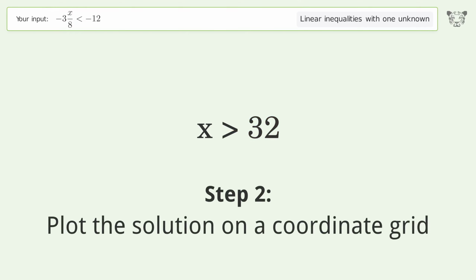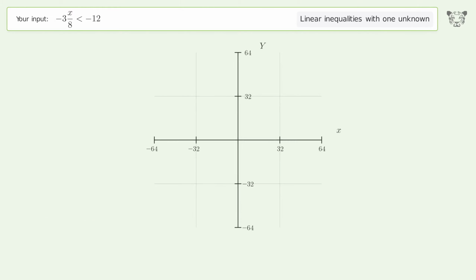Plot the solution on a coordinate grid. And so the final result is x greater than 32.